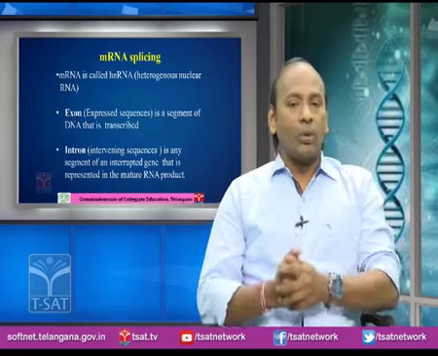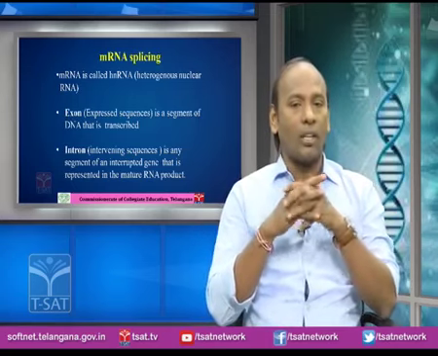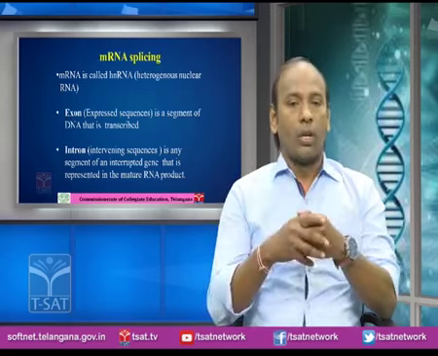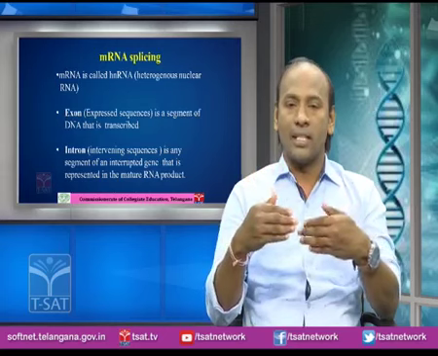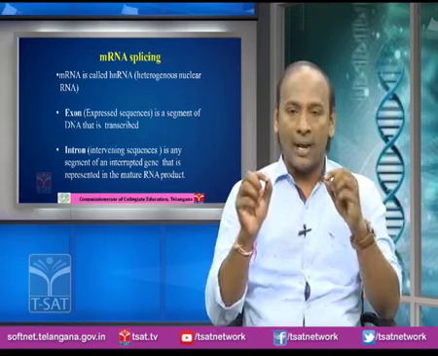Then we are going to discuss the third modification of the messenger RNA, which is called splicing. On splicing, we should understand that all these modifications are exclusive to eukaryotic cells. The mRNA present in eukaryotes we can call hnRNA, that is, heterogeneous nuclear RNA.